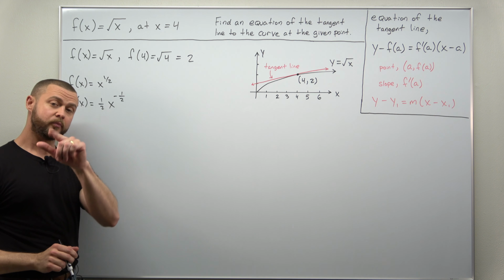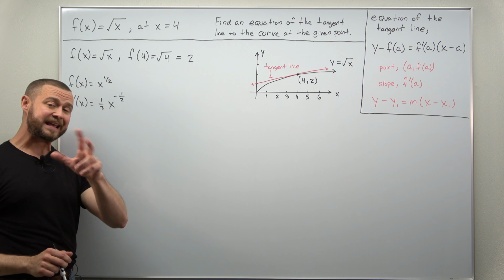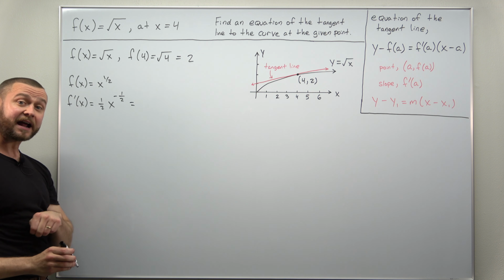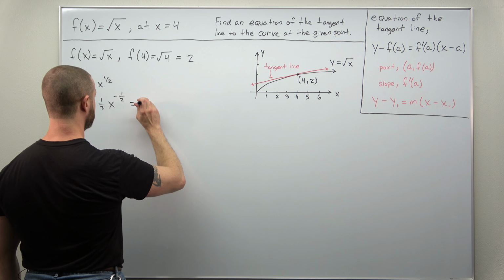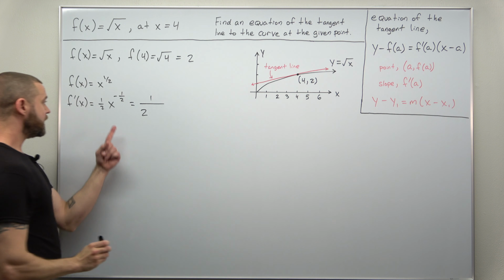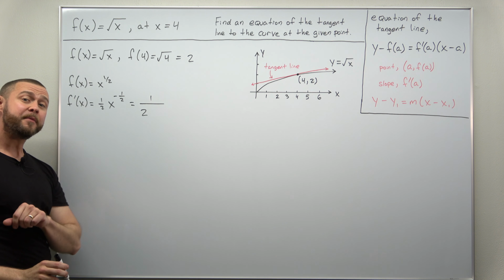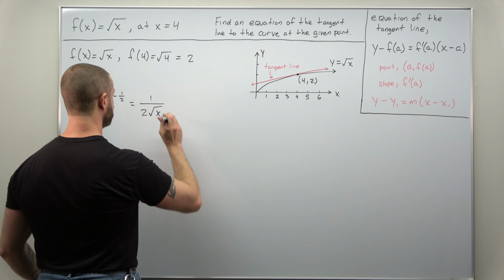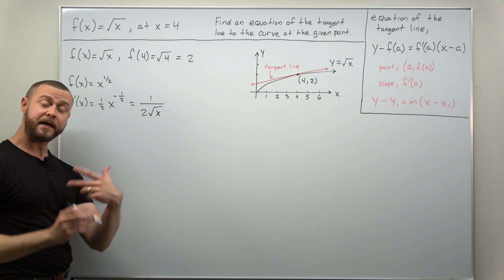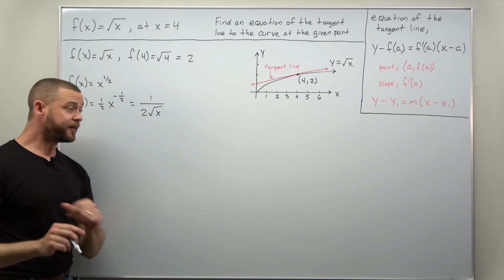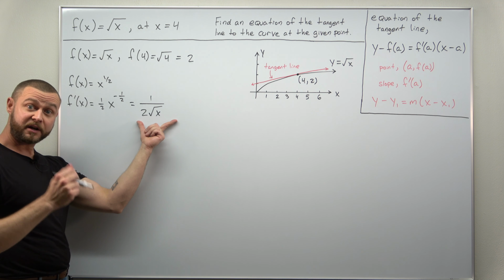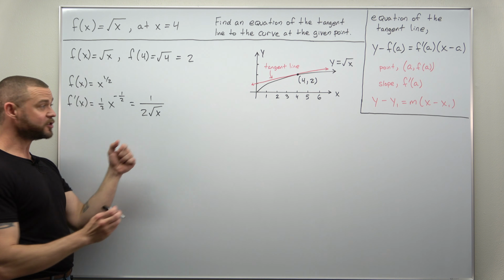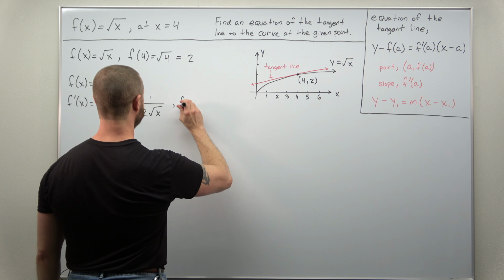Now I'm just going to rewrite that to make the calculations easy. I have a negative power, so I can put that x into the denominator. And since it's a 1/2 power, I'm going to write that as a square root of x in the denominator. And that is our derivative as a function. We're not plugging this in yet because we want a numerical value for the slope. So take your derivative as a function, and now we're going to evaluate that at 4.